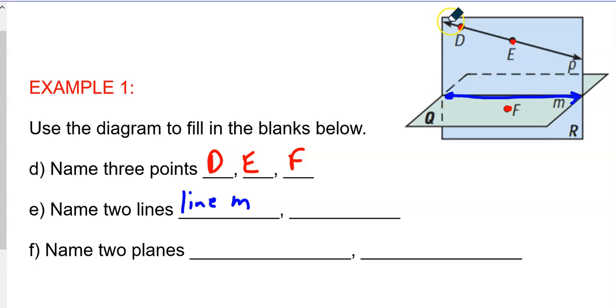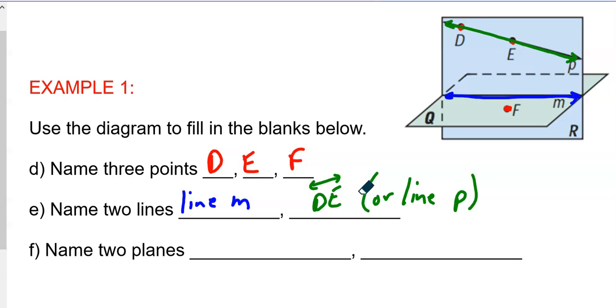Now, do I see another one? Yes, I have this one. We can label or write this in 2 different ways. If I use the points on it, I would say DE, and again, I have to put the little line above it. Or if you'd rather, you could write line P. You don't have to write both. Okay, pick one. All right.